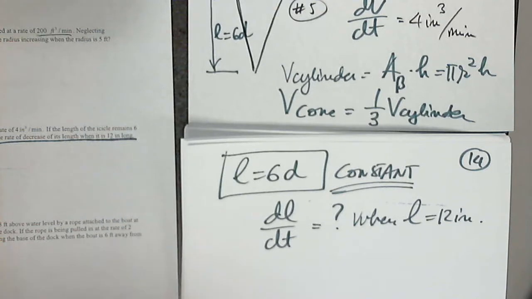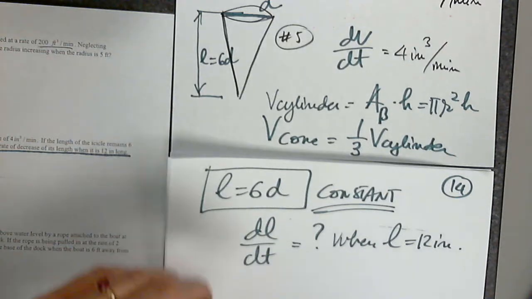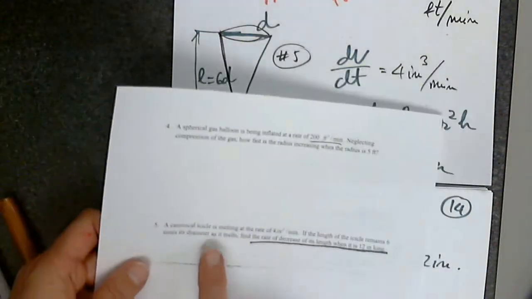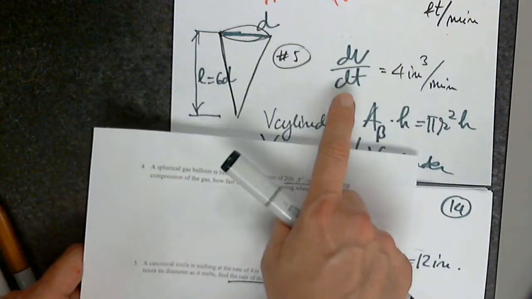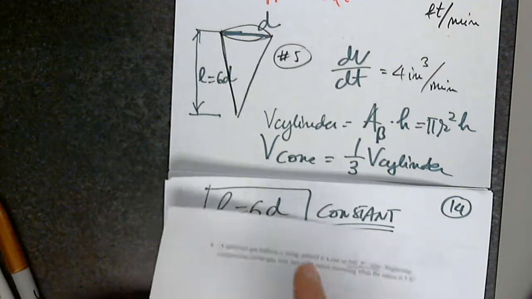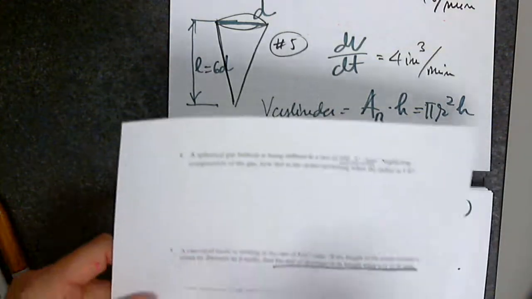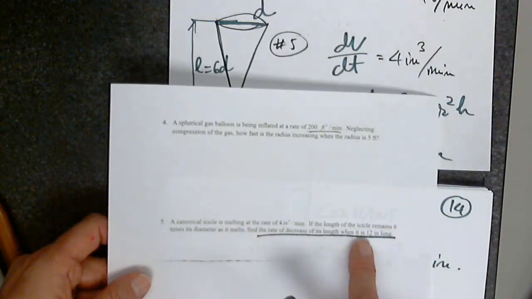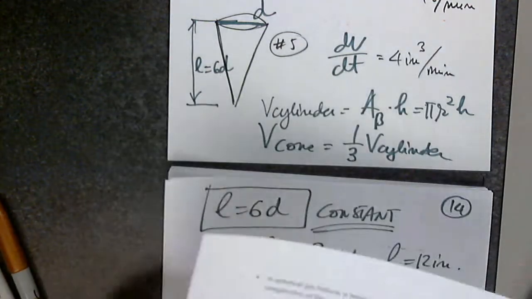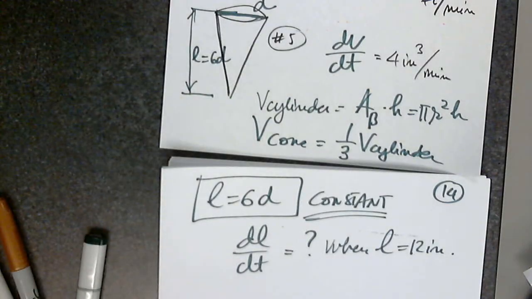Excellent. Good. So let's read the problem one more time. Let's establish what we have. Let's think of what's happening here. So the icicle is melting at a rate of 4 cubic inch per minute. So dV over dt is 4 cubic inch per minute. If the length remains 6 times its diameter at all times, find the rate of decrease of its length when, specifically, it is 12 inches long. Which part of the numerical information can I not use till the very last step? Exactly. 12 inches, forget about it. As if it's not even in the problem. Good. So, where is my starting point?